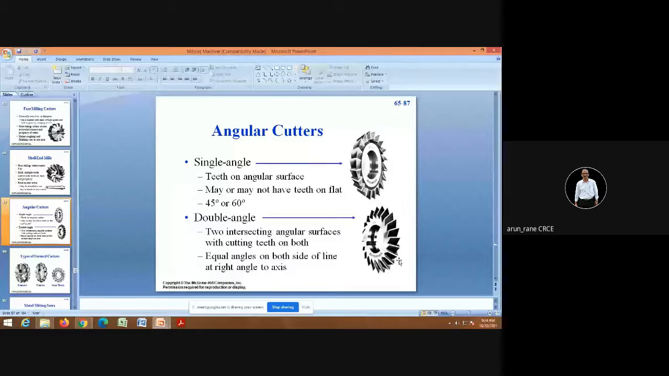Angular cutters are used for milling angles. Obviously, whatever angle you have on the cutter, the same angle will be cut on the workpiece. So it is meant for a particular angle of milling. If it is 60°, it will mill only a 60° surface. If you want, say, 55°, it is not possible. Then you have to use a universal vise, tilt it at an angle of 55°, and with the help of an end mill, carry out the angular milling.